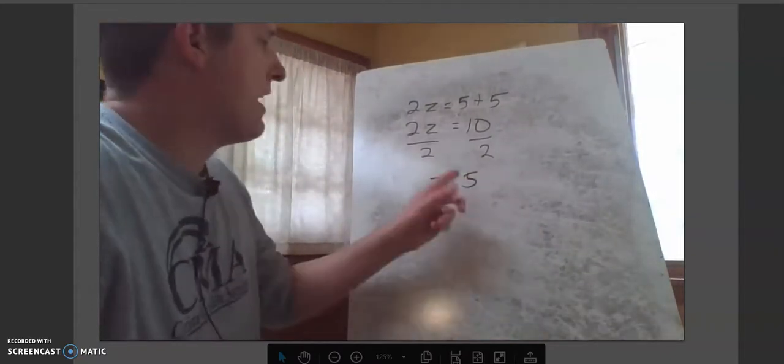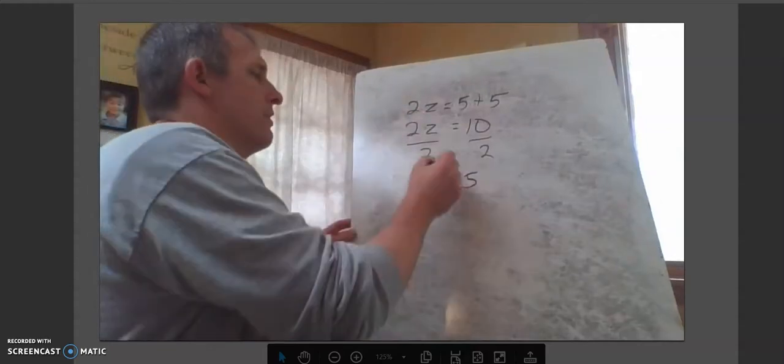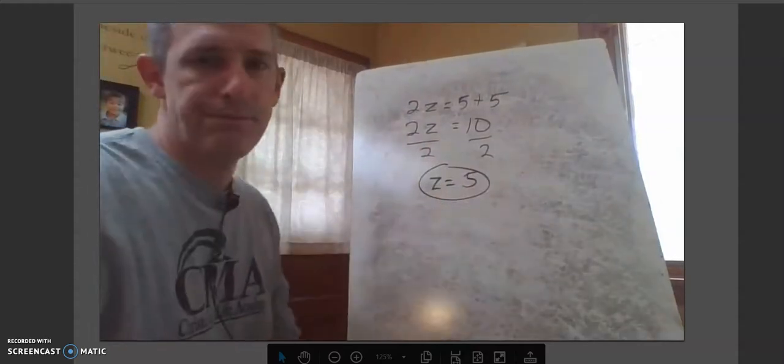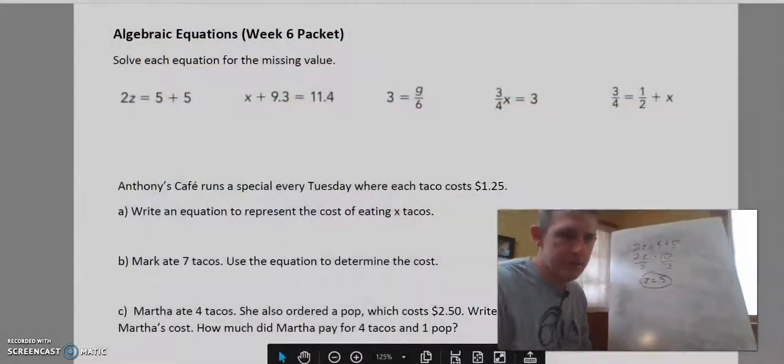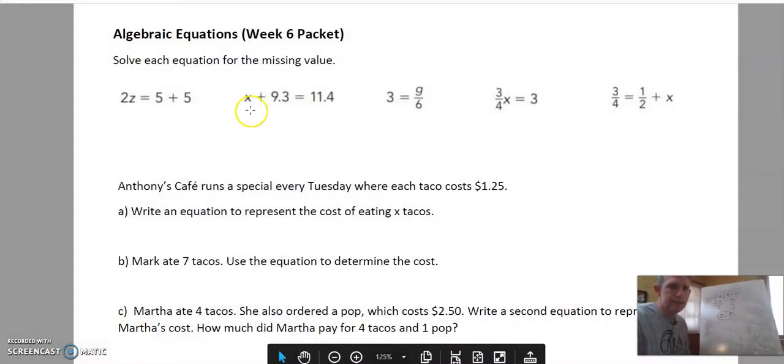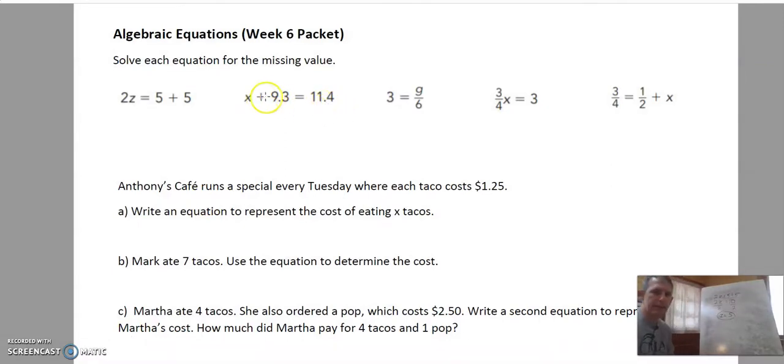If I wanted to check, I could put it back in here. But I think we're in pretty good shape there. Okay, all right, next one. x plus 9.3 equals 11.4. Now think about that. What's happening to the variable? It's being added by 9.3, so we want to undo that, so we would subtract. Okay, 3 equals g over 6. The variable is being divided, so we want to do the opposite of that, which is multiply. So multiply both sides by 6.